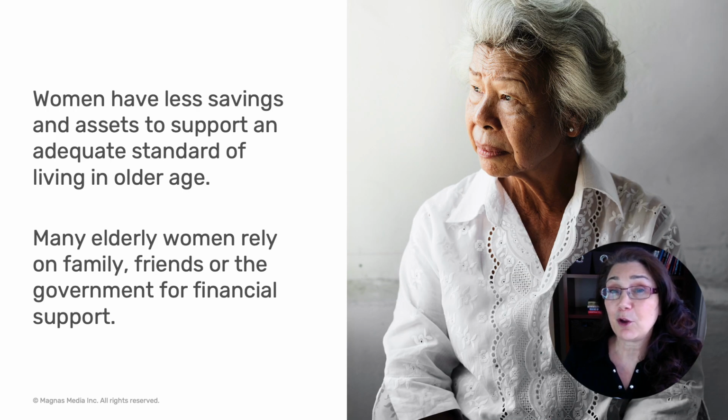Now, here's an example of how you might use that framework on a problem slide. You've got two statements. The first statement is, women have less savings and assets to support an adequate standard of living in older age. And then the second statement is, many elderly women rely on family, friends, or the government for financial support.